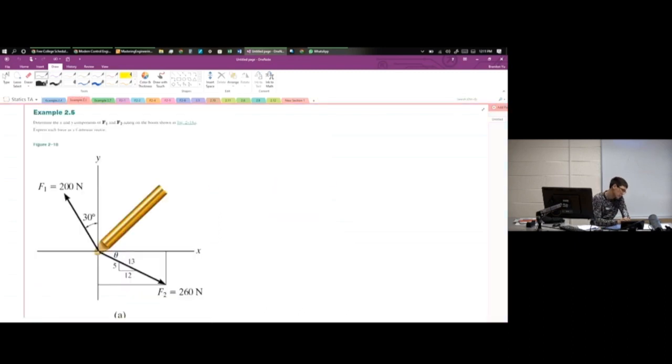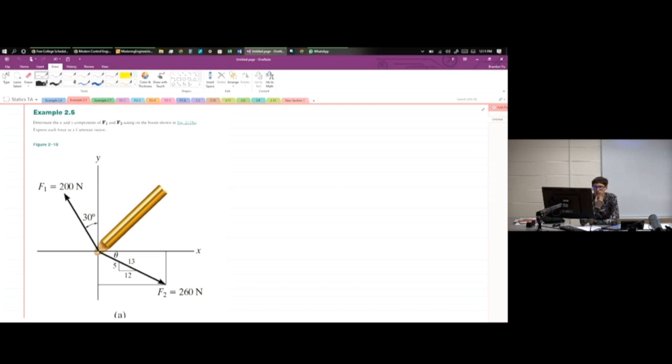Right, so with that, we can go to example 2.5. This one's also from the book, but I will walk through it with you guys. That way everybody understands it. So in this one, we're supposed to determine the x and y components of F1 and F2, acting on the boom shown in the figure below.